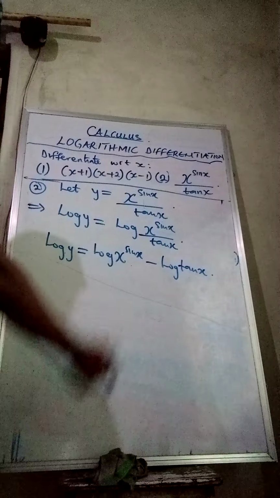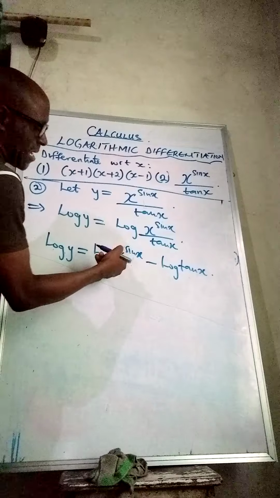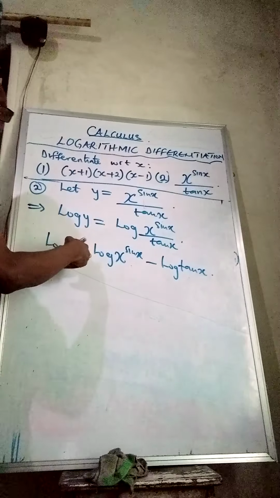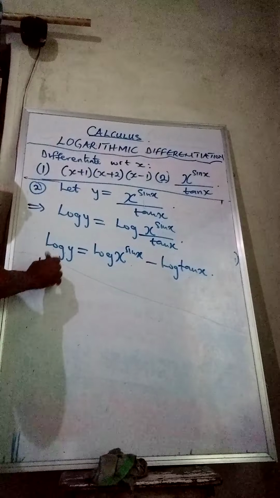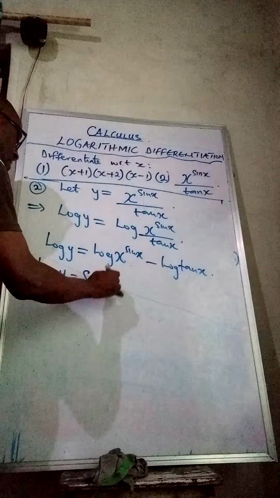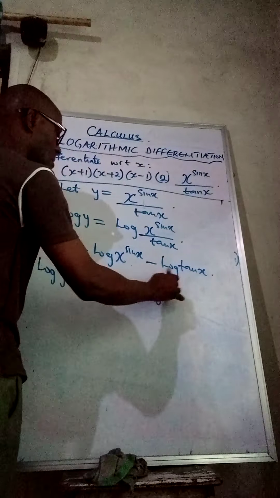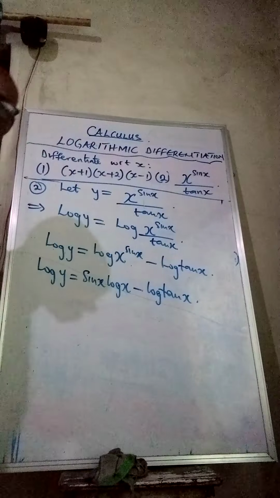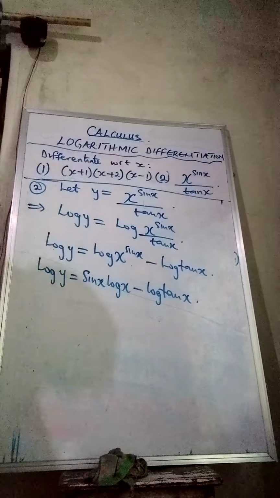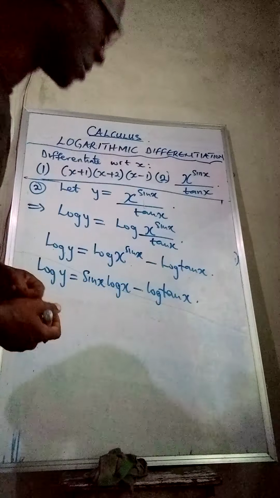Now, we are supposed to differentiate, but according to the law of logarithm again, sine x can be shifted to the front of the log here. That means I have log y equals sine x log x minus log tan x. I think that is clear enough. All I have applied so far is the law of logarithm. I have not differentiated. Now, about time to differentiate.